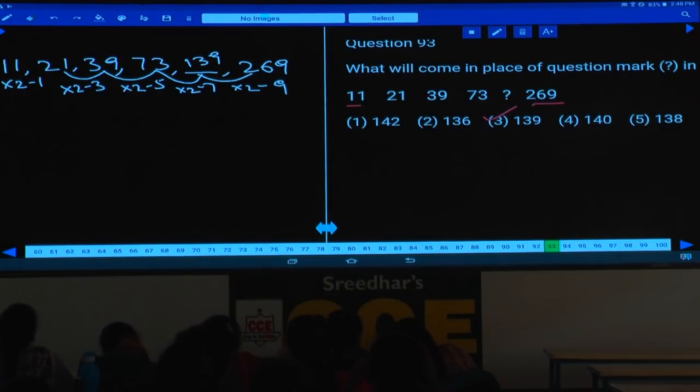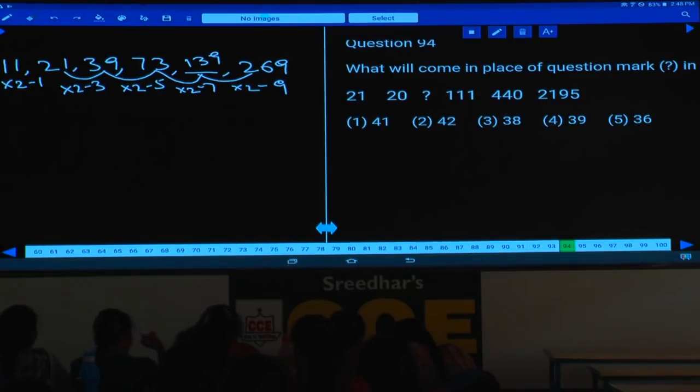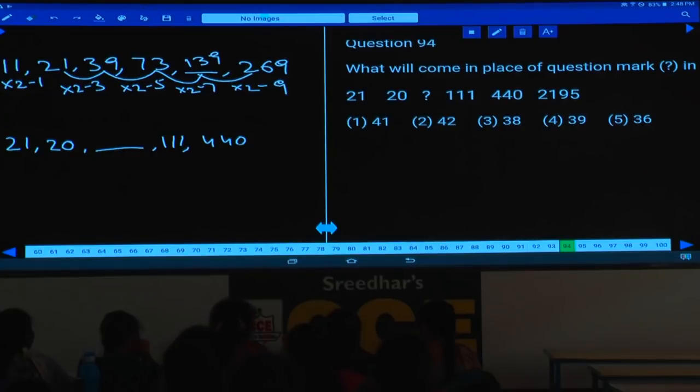Next one, question number 94. In this question, 21, 20, 21, 20 and a blank, 111, 440 and finally 2195. If you observe here, the numbers are increasing at a very, very fast rate, starting at 21, ending at 2000. Hence, it must be under product or combination. 21 and 20 cannot be written in the product, hence it must be under combination. Now, this is into 1 minus 1. Then 111 and 440, 111 into 4, 444 minus 4.